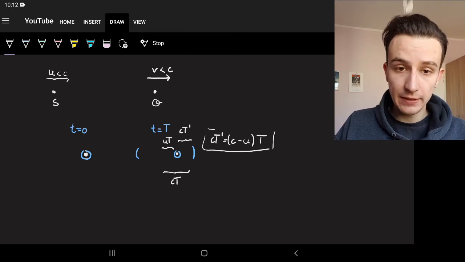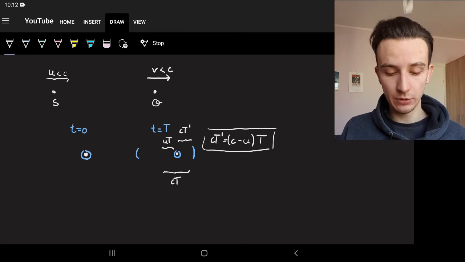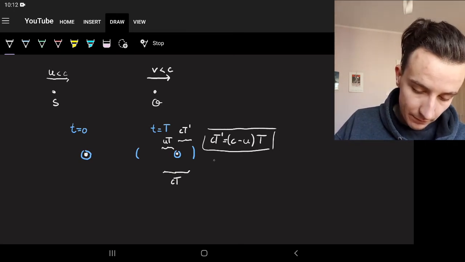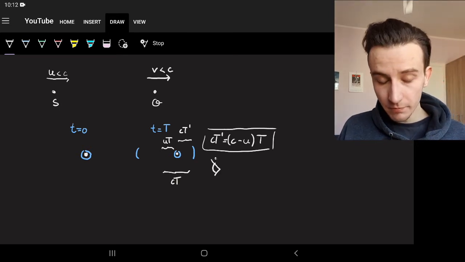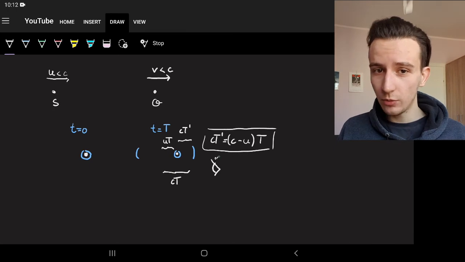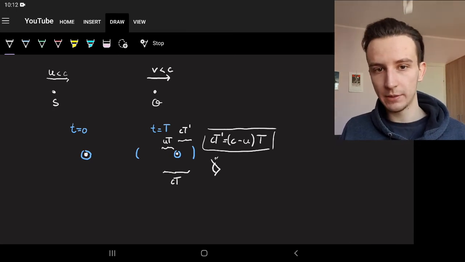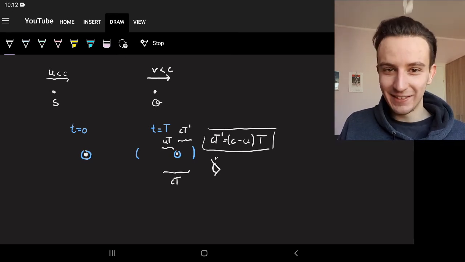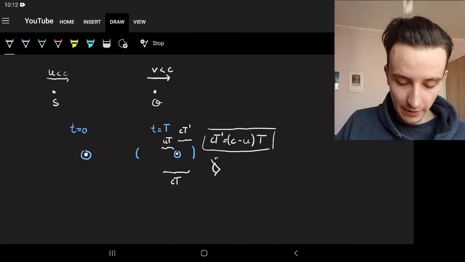Now notice this cT prime, we can use this as the new period of the wave. So looking from the right, if I look from here, I'm the observer, what I see is not a wave of period T, or wavelength cT, but I see a wave of cT prime, of wavelength lambda prime, okay?